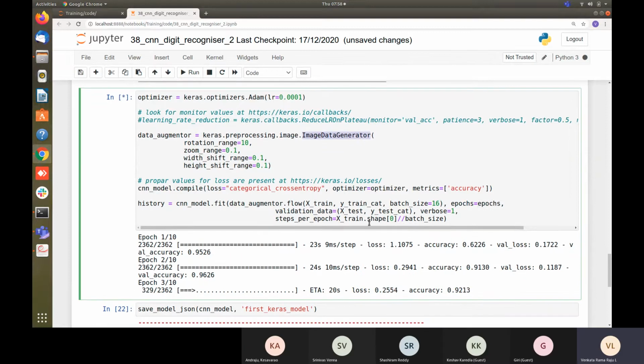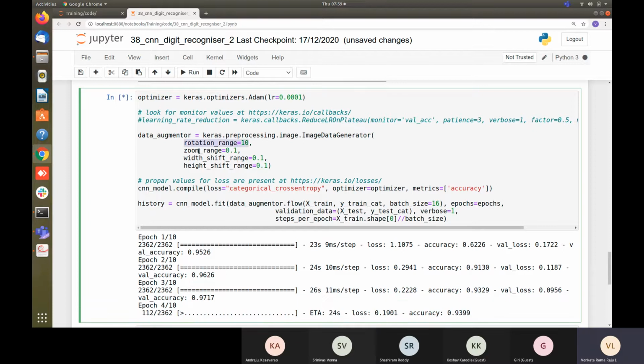When your data is already present in memory, this fit method already has a batch size, but this image data generator provides us a way to create batches. Is this useful? Yes, we'll see on a bigger data set. This is a lot more useful than here. So here I gave rotation range, zoom range, width shift range, and height shift range, and some other things.